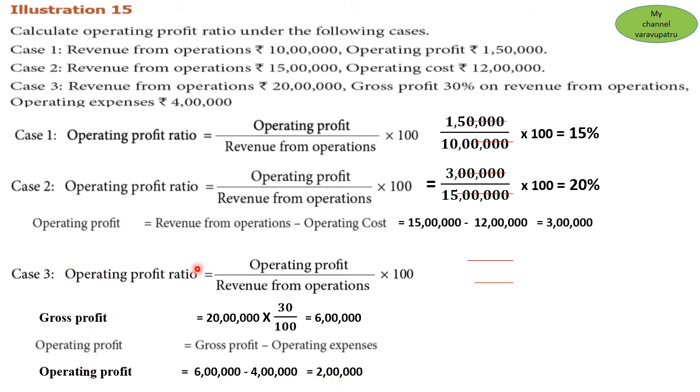After finding out the operating profit, we have to calculate the operating profit ratio. Operating profit ratio is equal to operating profit by revenue from operation into 100. Operating profit is 2 lakhs, divided by revenue from operation, 20 lakhs. 2 lakhs divided by 20 lakhs into 100 is equal to 10%.